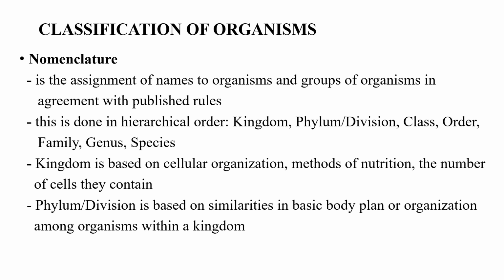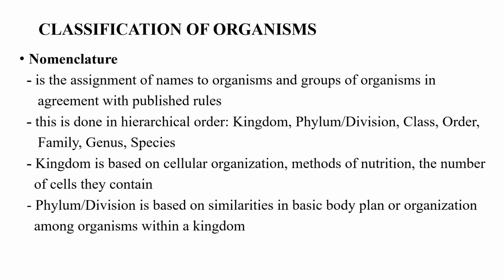This hierarchical order follows like kingdom, phylum or division. When we say phylum, it is for animals or other organisms aside from plants. If it is plants, we use a division. So we have phylum or division, we have class, we have order, we have family, genus, and species. Kingdom is actually based on cellular organization, that is methods of nutrition and the number of cells they contain.